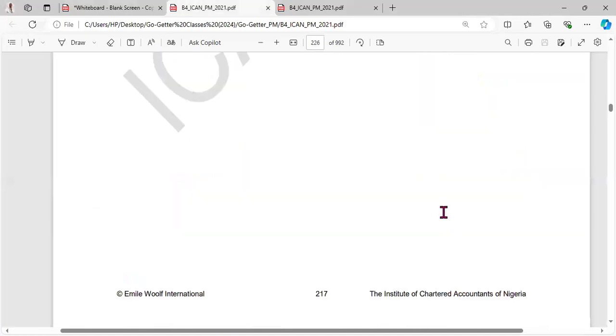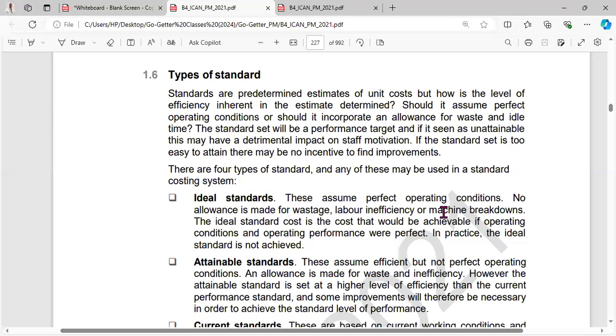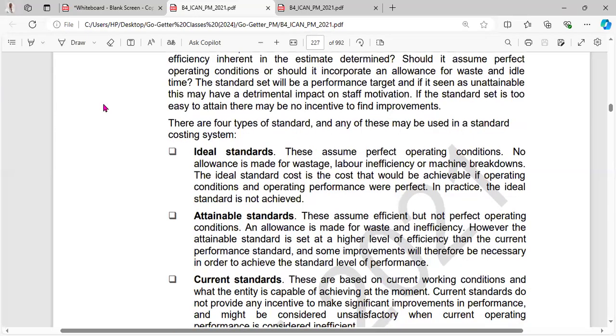Now we go to types of standards. There are different kinds of standards that are predetermined. We're talking about four types. We have the ideal standard. Sometimes you hear people say, in an ideal world, in an ideal system, this is a system that assumes perfect operating conditions. So when we say an ideal system, there is no allowance for wastage.